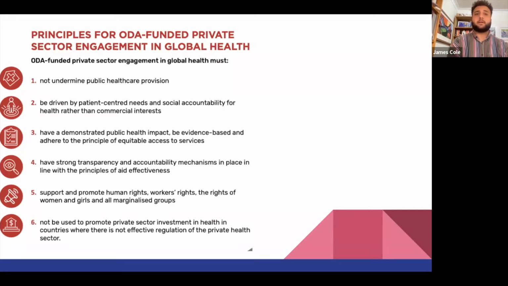As I'm sure colleagues are very aware, from PPPs to biomedical research and development investments, over the past years, there's been a substantial increase in the amount of official development assistance being channeled to the private sector, looking to support the delivery of global health development goals. Whilst there are indeed examples of ODA-funded private sector engagement that have advanced global health outcomes, civil society and communities have identified several risks and challenges associated with this broader agenda.